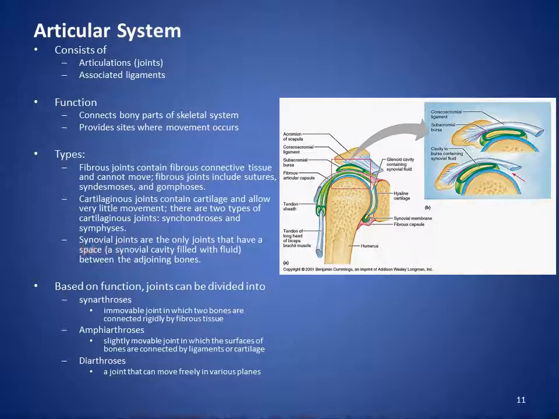And then we have synovial joints. These are very complex joints, and they have a space or synovial cavity that is filled with fluid and also lined by a membrane that contains cells that secrete this fluid.